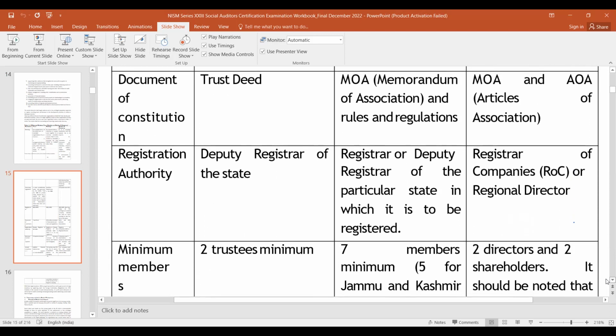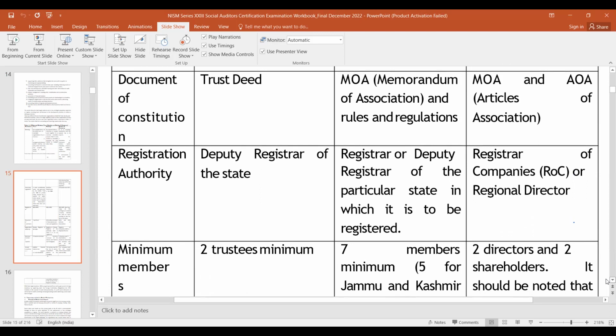Now, this trust is to be registered with the Deputy Registrar of the state, as I already told you. Society should be registered with the Registrar or Deputy Registrar of the particular state, because formation of societies is a state subject basically. So the Indian Trust Act is a central act, but this society's registrar is a state subject. So the Registrar or the Deputy Registrar of the particular state in which it is to be registered.